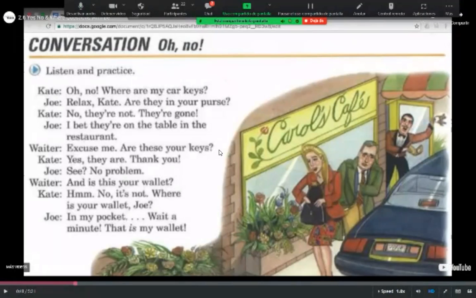They are gone. And then Joe says, I bet they are on the table in the restaurant. Te apuesto a que, ¿verdad? Están sobre la mesa, right? I bet they are on the table in the restaurant.